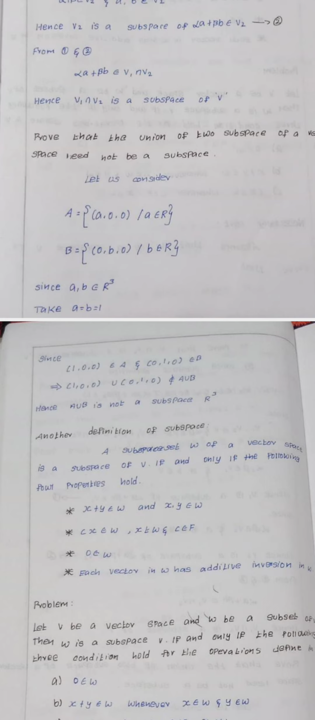Substituting in A and B, we get (1, 0, 0) belongs to A and (0, 1, 0) belongs to B. So (1, 0, 0) plus (0, 1, 0) does not belong to A union B. So A union B is not a subspace of R cube. So the union of two subspaces of a vector space need not be a subspace.